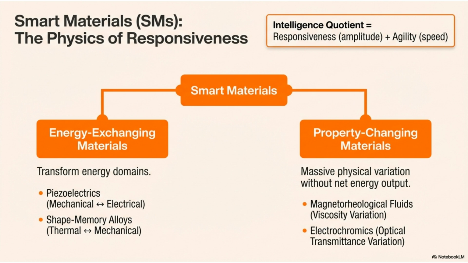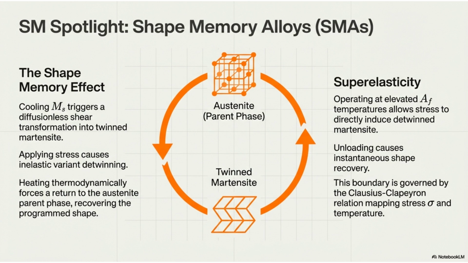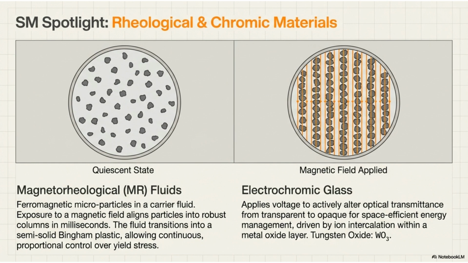They fall into two categories: energy-exchanging materials like piezoelectrics and shape memory alloys, and property-changing materials such as magnetorheological fluids and electrochromics. Shape memory alloys demonstrate the shape memory effect and superelasticity. This involves a cycle between the austenite parent phase and twinned martensite, driven by temperature and stress changes, allowing them to recover a programmed shape or instantly recover after unloading.